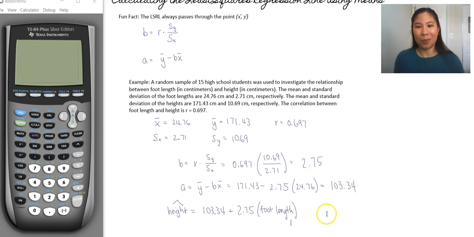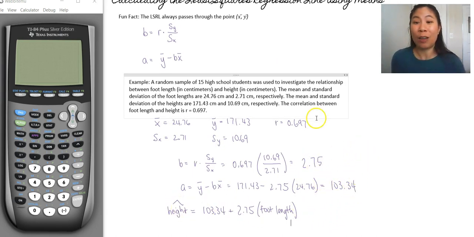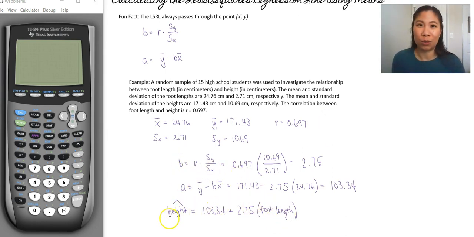And that's it. If you have those 5 pieces of information, you're always able to find the least squares regression line equation. And that's it for the chapter.